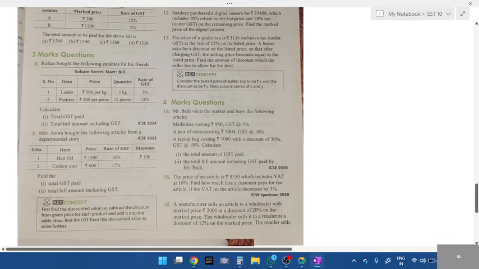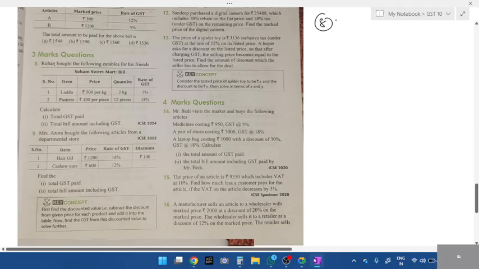Look at the first question. 2024. For the past 3 years, we are getting the same question: 23, 24, and 25. Only tabular questions. They'll give some items in a table like this. Look at the eighth question, third main, eighth question, 3 marks.